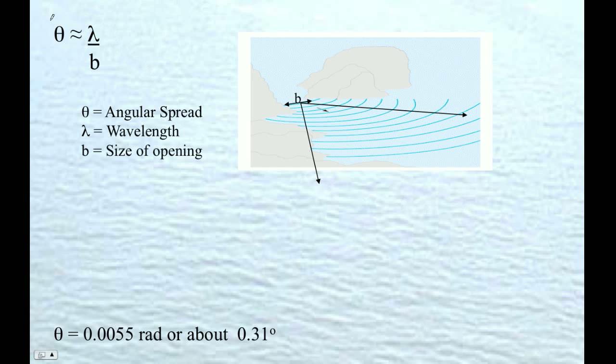There's an approximate formula, and this is very approximate. And this angular spread is, of course, in radians. Anytime you get something that's a ratio of lengths, the angle would be in radians. The notion here is that B is the size of the opening here, and then lambda would be the wavelength. So in this case, it would be the distance between the waves, right? So anyway, this is just an approximate formula.